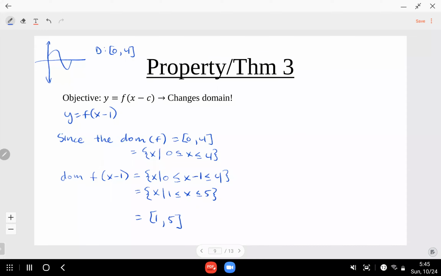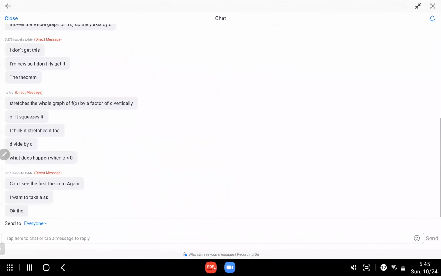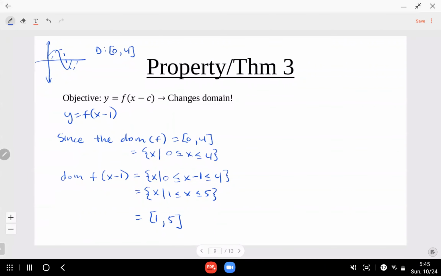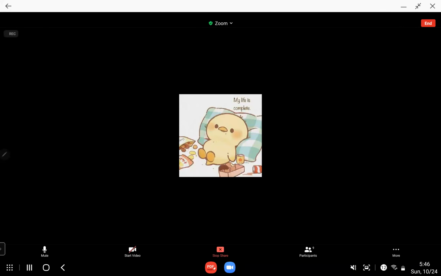All right, and you can see from this that our new function is going to be shifted to the right by 1 unit, right? Are there any questions on this? Any questions on how I did this example? If there are no questions, I'll write the theorem. So there are no questions.